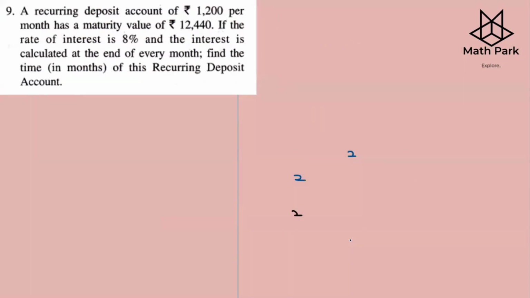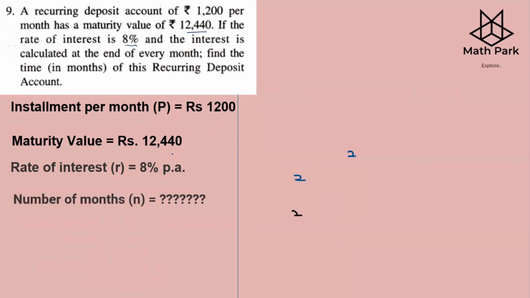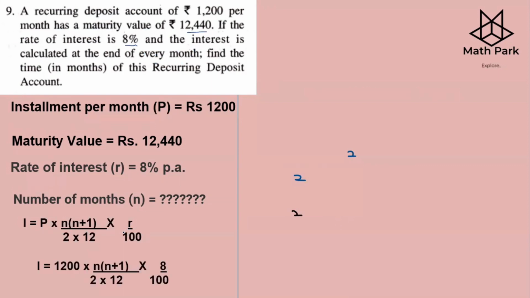Question number 9. The recurring deposit account of rupees 1,200 per month. So P is equal to rupees 1,200. Okay, has the maturity value of 12,440. If the rate of interest is 8%, so rate of interest 8% per annum, and interest is calculated at the end of every month. Find the time in months of the recurring deposit. So here we are asked to calculate the number of months. So we use the interest formula again. P into N, bracket N plus 1 upon 2 times 12. So we put the values, 1200. N is what we need to calculate.